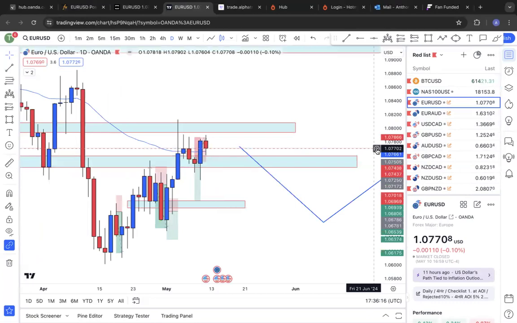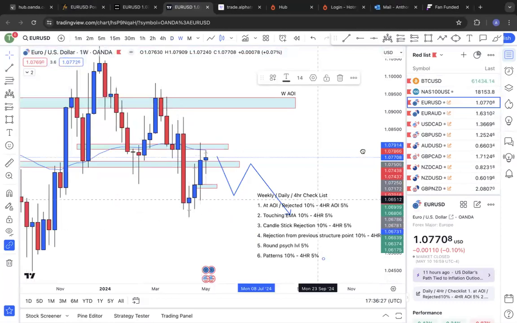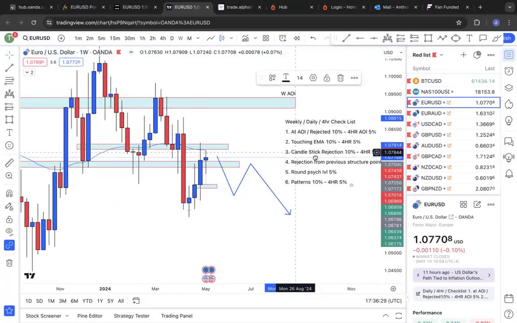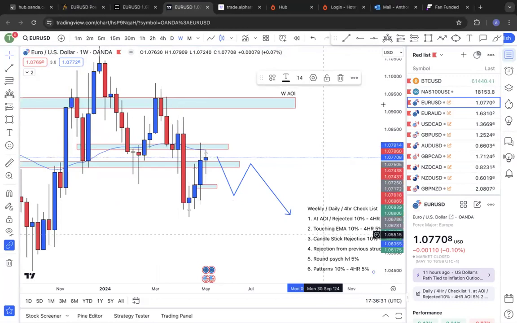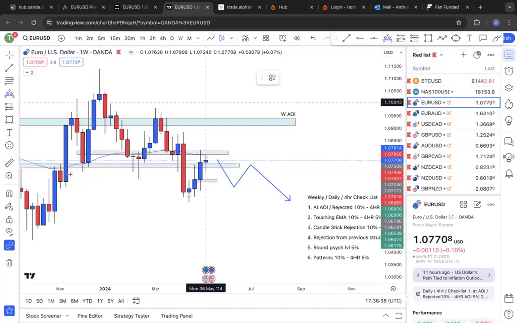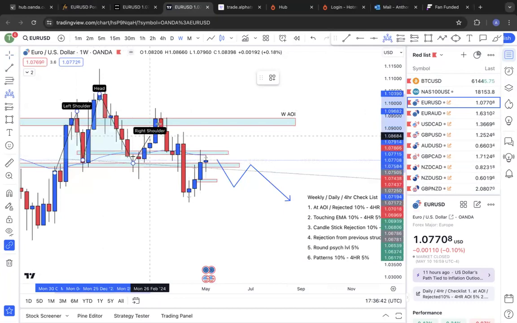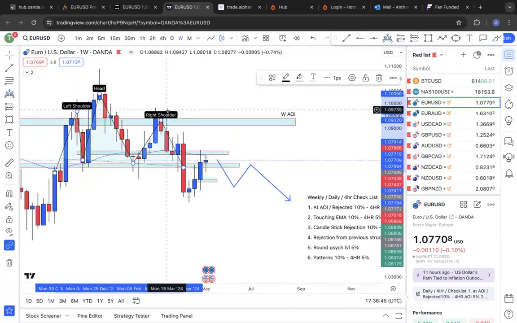I have my notes already done, but I will walk you through what I see here. Obviously we're going to start on our weekly time frame, and we're going to see if this chart matches my checklist that I do every time I trade. I'll put that over here. Already you can tell there's a head and shoulders formation right here. I'll grab it so you can see it too, clear as day. There's your head and shoulders, boom.